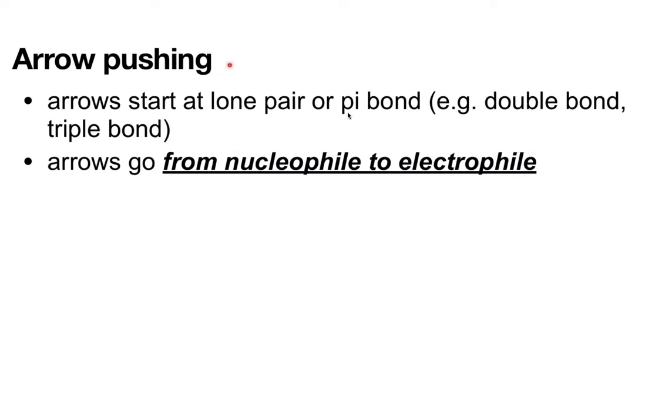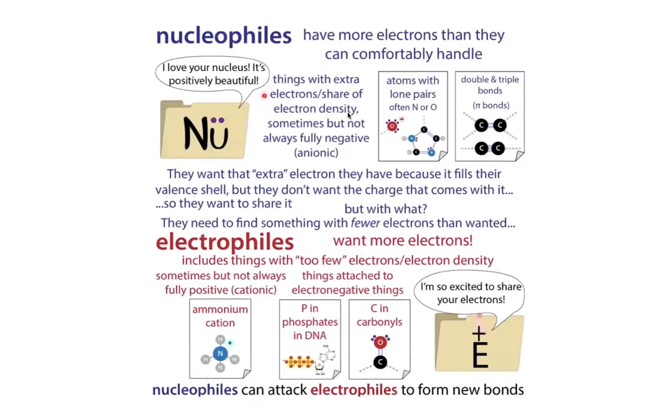So remember the rules for arrow pushing from organic chemistry. Your arrows are going to start at a lone pair of electrons or a pi bond, so like a double bond or triple bond. And they're going to always go from nucleophile to electrophile. So remember that nucleophiles are the things with typically a lone pair of electrons that is going to seek out some positivity. They want someone to share their electrons with. So they're going to look for protons, and protons can be found in the nucleus, hence the word nucleophiles. So they love the nucleus because that's where the protons are.